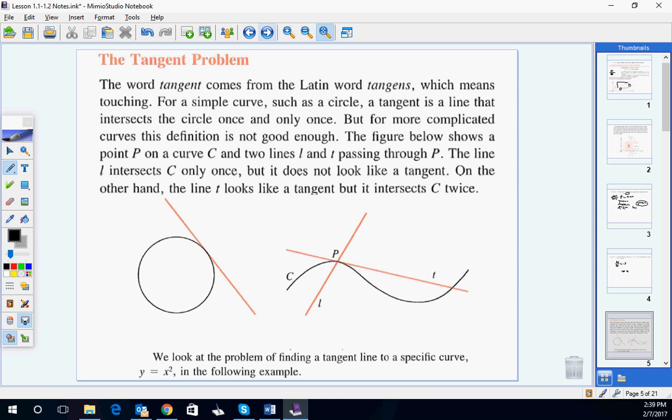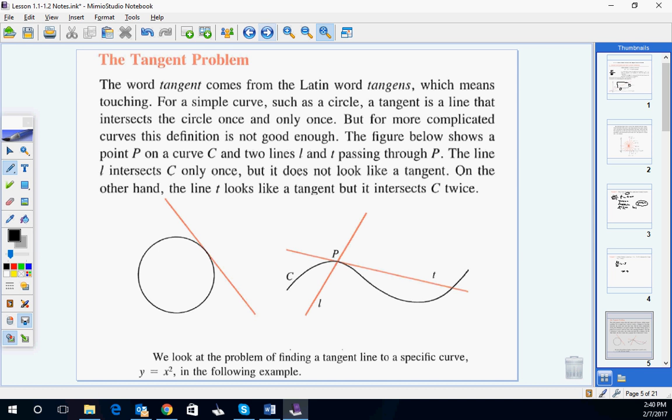Okay, so it's that bounce example of your parabolas. They're tangent to the x-axis, or like this line right here is tangent to that circle. Okay, this is tangent to the axis there for that spot there, not the last one. But anyways, the word tangent comes from the Latin word tangens, which means touching. For simple curves such as a circle, a tangent is a line that intersects the circle at only one spot.